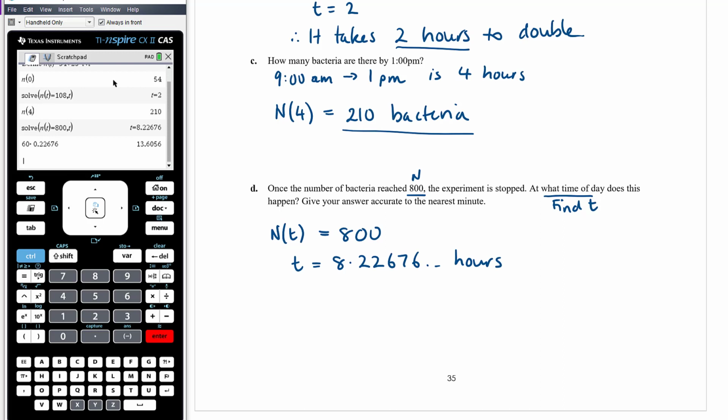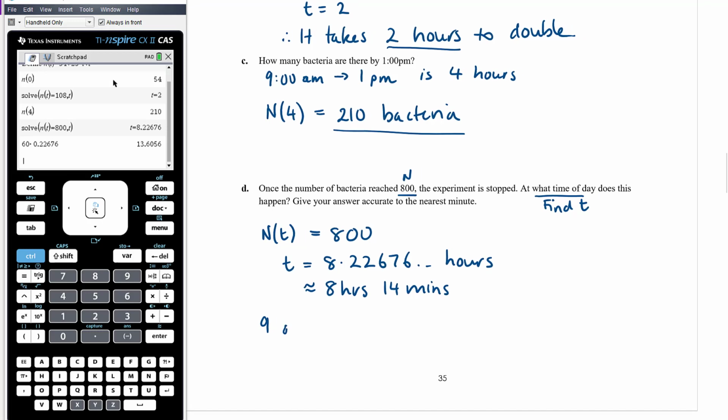Okay, so 0.22676 of 60 minutes is 13.6 minutes. So to the nearest minute, that's 14 minutes. So this is approximately 8 hours and 14 minutes. Sorry, minutes. Okay, so then we just need to work out 9 a.m. plus 8 hours and 14 minutes.